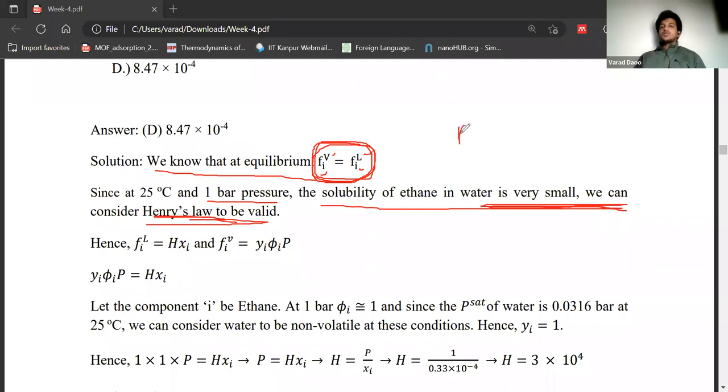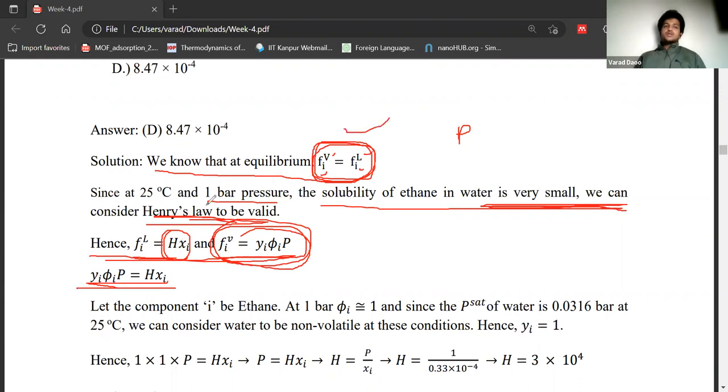Like I said, because there is a huge difference in the partial pressures of both the components, we can say that one is present in dilute amount. This is the hint which I had given. So Henry's law is applicable. Hence we can equate the liquid phase fugacity to the vapor phase fugacity. The fugacity is going to be this for the non-ideal phase. Using these expressions, we can write this equality.